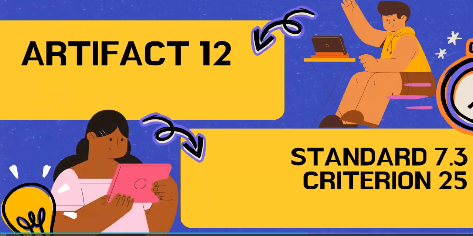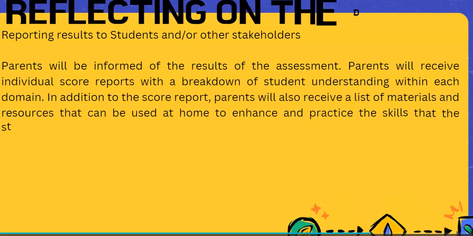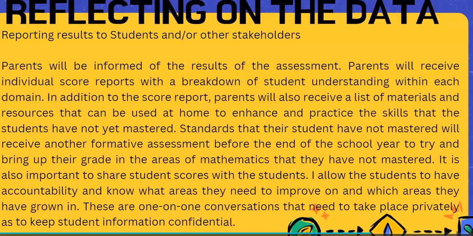Artifact 12, Standard 7.3, Criterion 25, and we are still discussing the summative assessment analysis. Reflecting on the data, reporting results to students and other stakeholders. Parents will be informed of the results of the assessment. Parents will see individual score reports with a breakdown of student understanding within each domain.